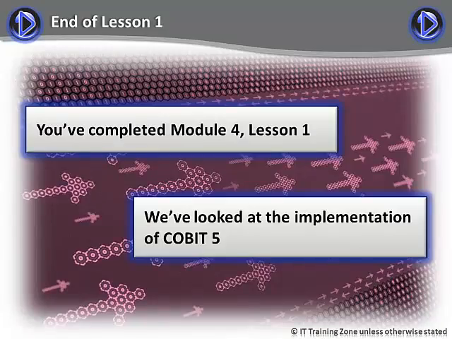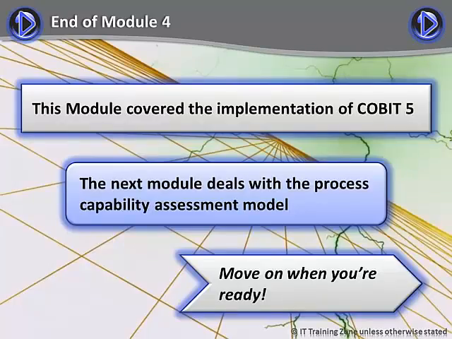Okay, that completes this lesson on the implementation of COBIT. You've learned about the implementation lifecycle, the internal and external factors to be considered, pain points and trigger events, and making a business case. You have also completed this module. The next module is Module 5, which deals with the Process Capability Assessment Model.